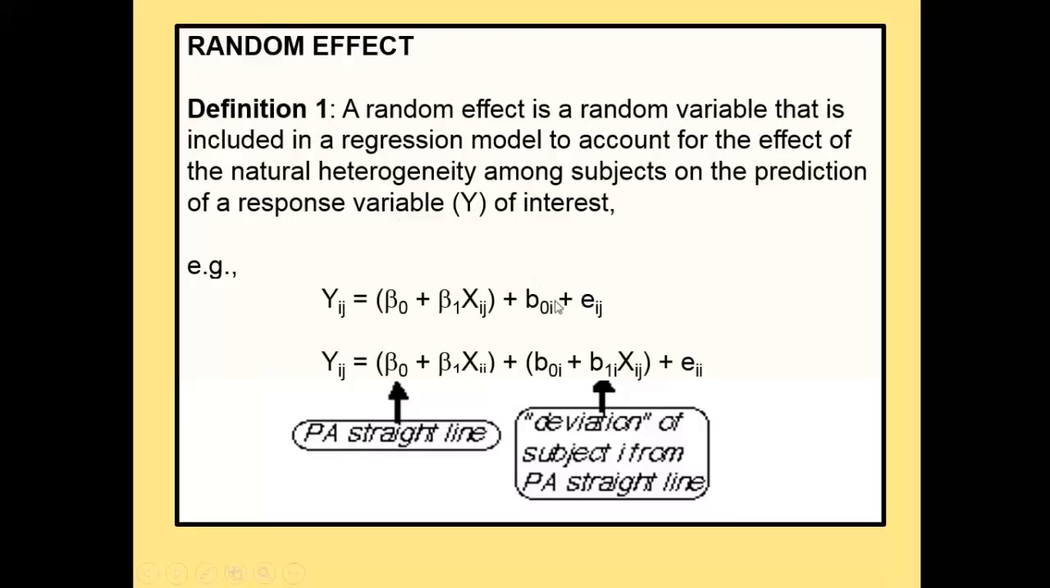And the Eij is the error term that you get once you consider what the x does, and you consider what this does; this is what's left over. Now, why do you want to consider something like this?